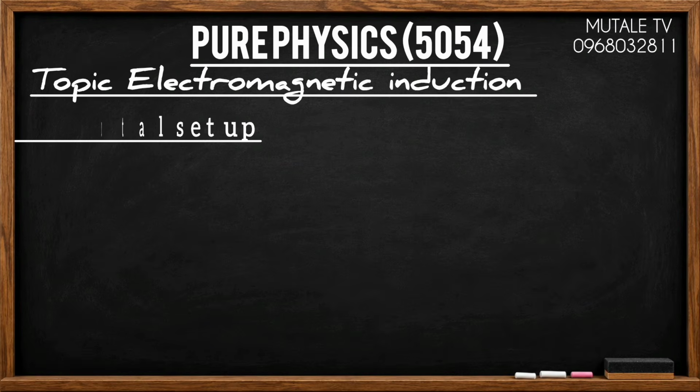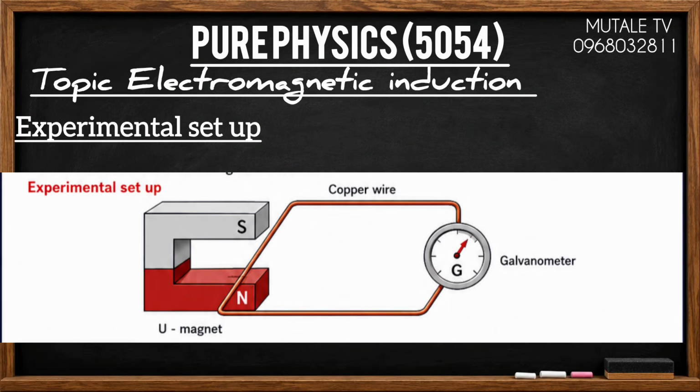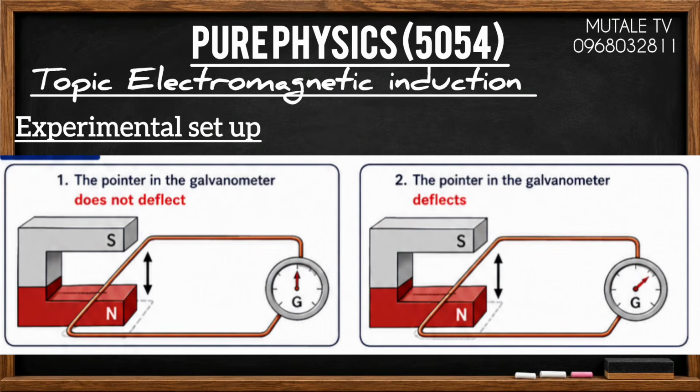Alright, so how does this happen? For example, we're going to get a U magnet and a copper wire connected at the curve with a galvanometer. Then we move that copper wire up and down in the U-bend magnet, and you'll notice that the galvanometer won't deflect. But when you move the copper wire perpendicular to the direction of the magnetic field of the U-bend magnet, you'll notice that the galvanometer will deflect. This simply means that current or voltage has been produced. So that's how electromagnetic induction occurs.